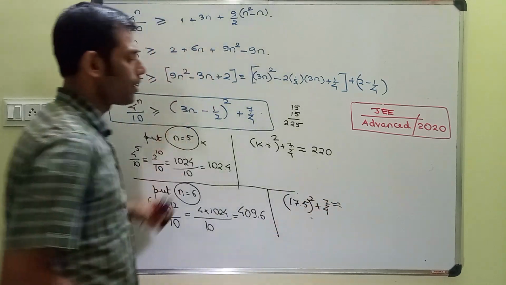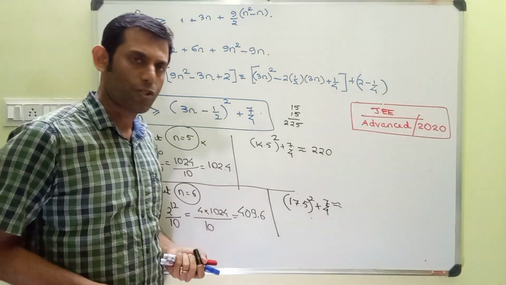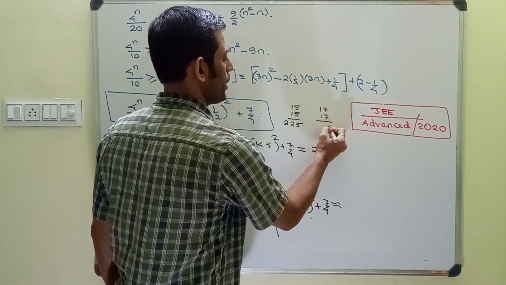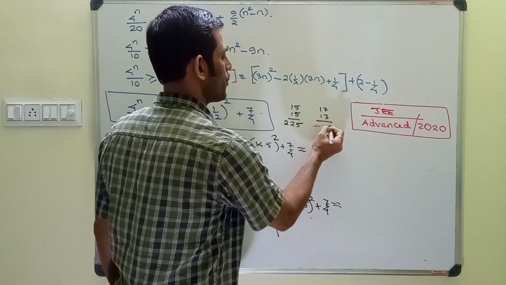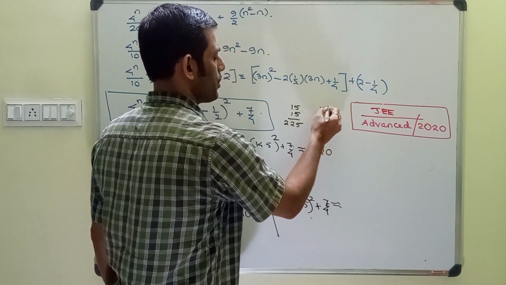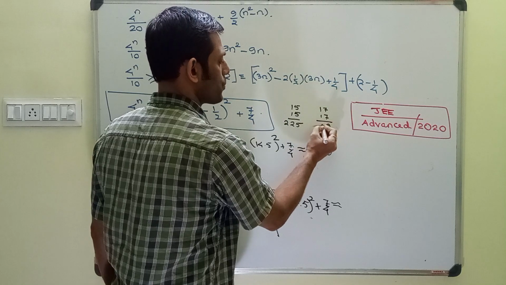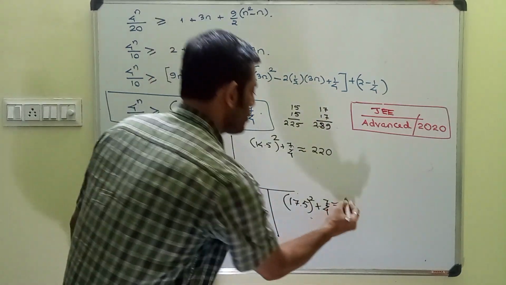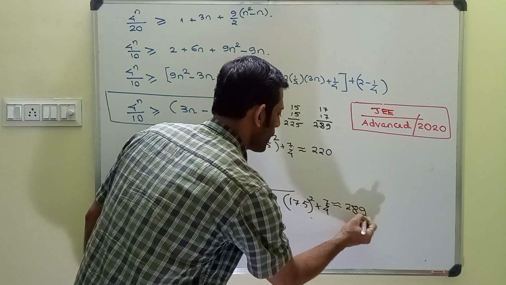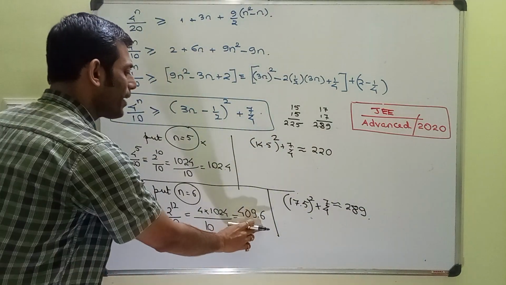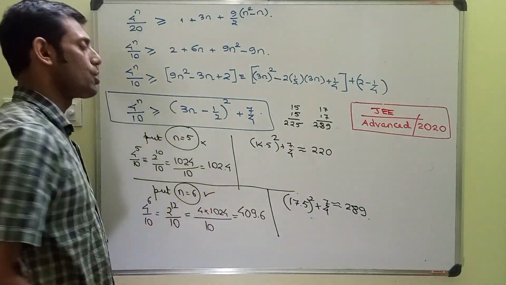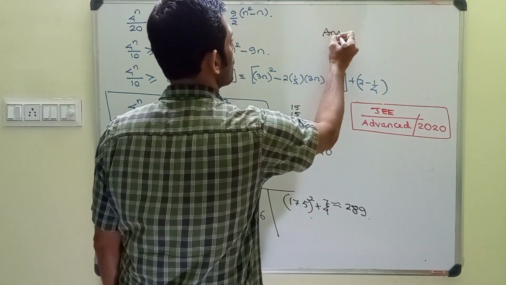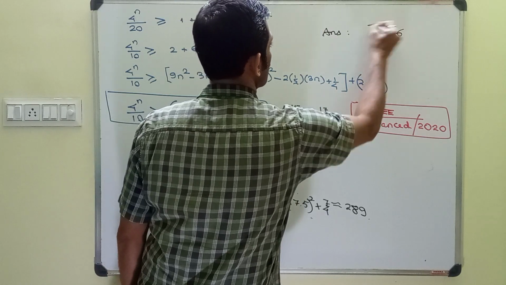This is approximately close to how much? Let's say 17 square. 17 square is 289. This is close to 289, and the left side is far greater. Therefore n equal to 6 solves this inequality, and hence the answer to this question is n equal to 6.